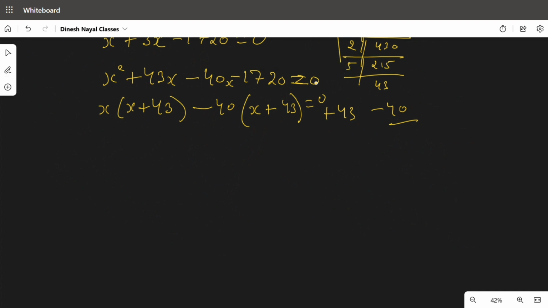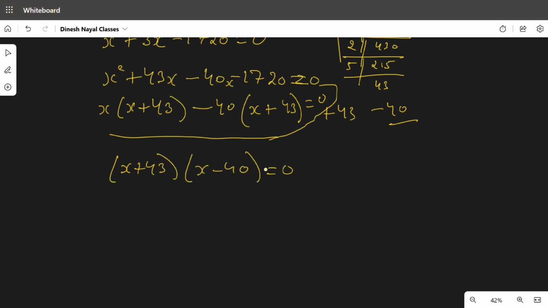From here you take x plus 43 common, so x plus 43 times x minus 40 equals 0. So either x plus 43 equals 0, that means x equals minus 43, or x minus 40 equals 0, that means x should be equal to 40. So we have two values, minus 43 and 40.